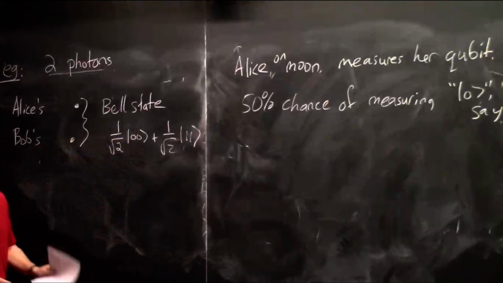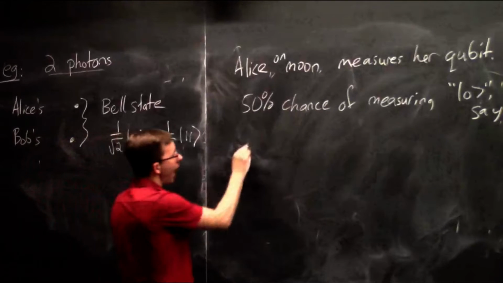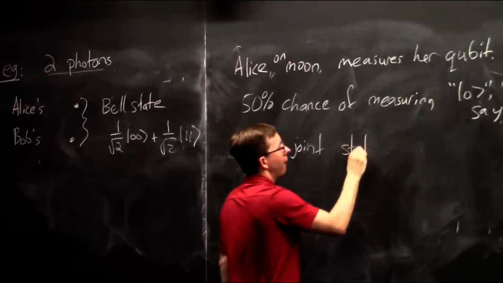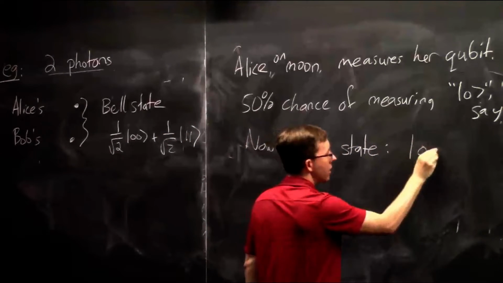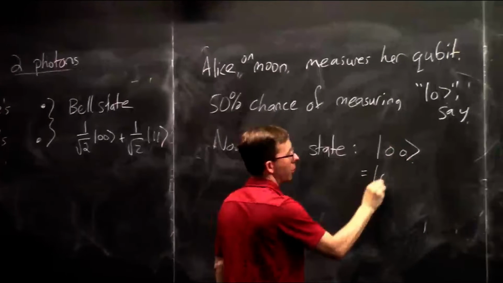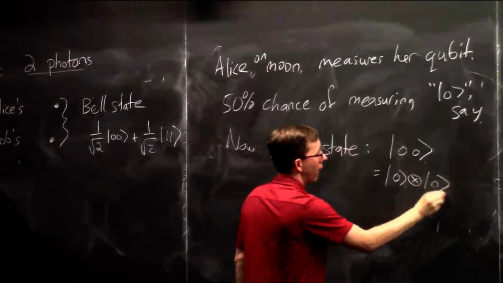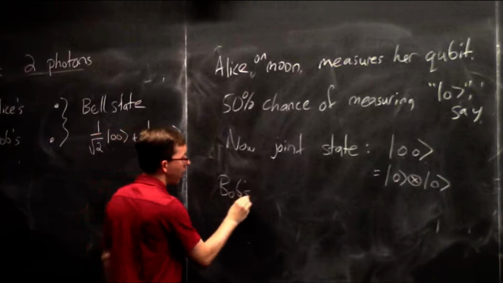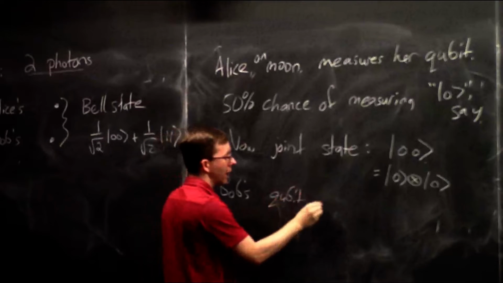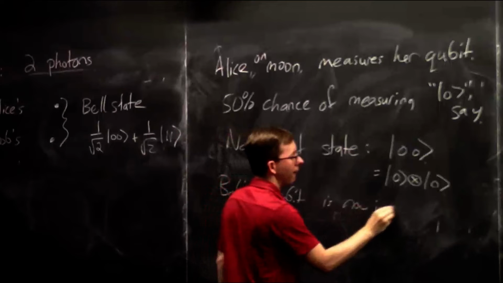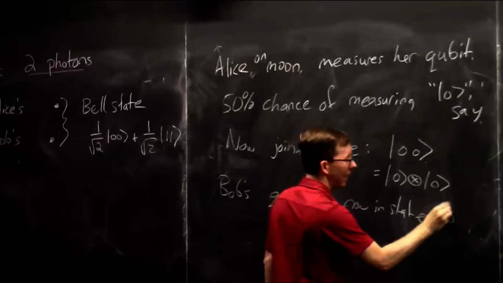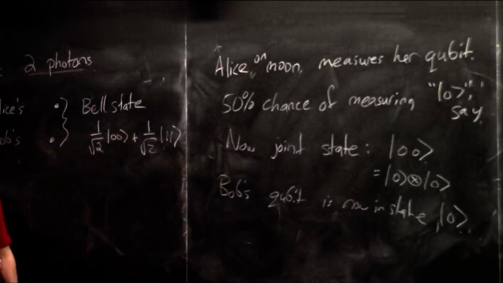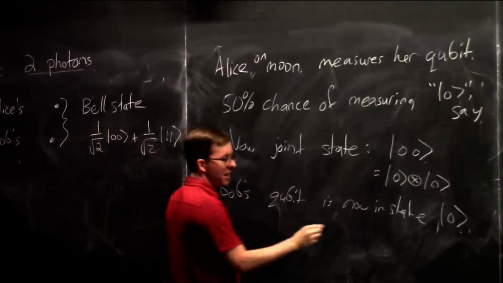So then, what happens, according to these rules? Well, now the joint state, assuming this happens, is 0, 0, which you can maybe also write as 0 tensor 0. And so one can say that at this point Bob's qubit is now in state 0. This is a valid statement because these are unentangled, so you can really treat them separately. And it sort of happened instantaneously, if you will.